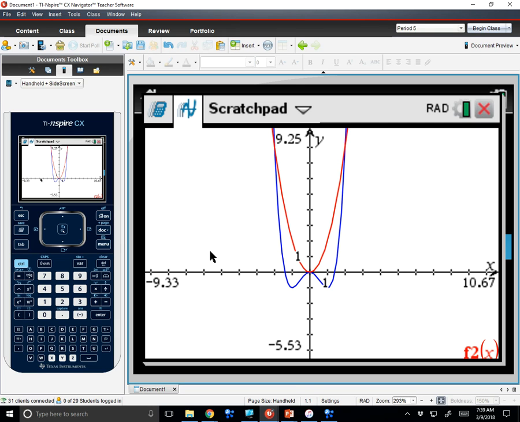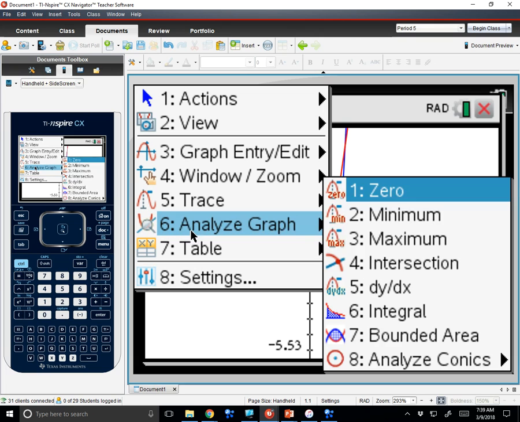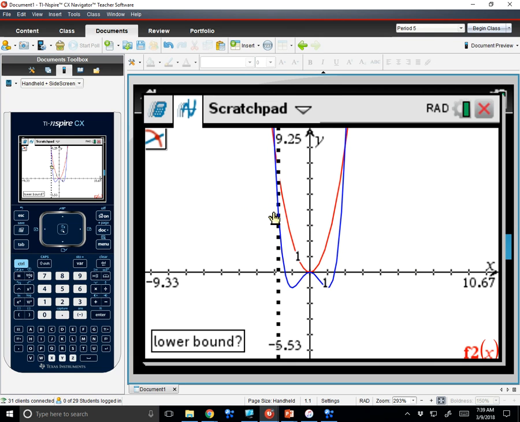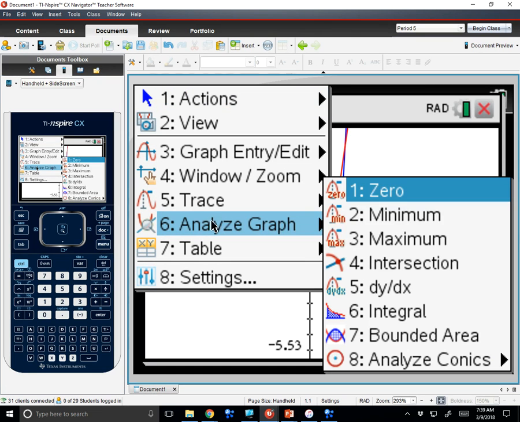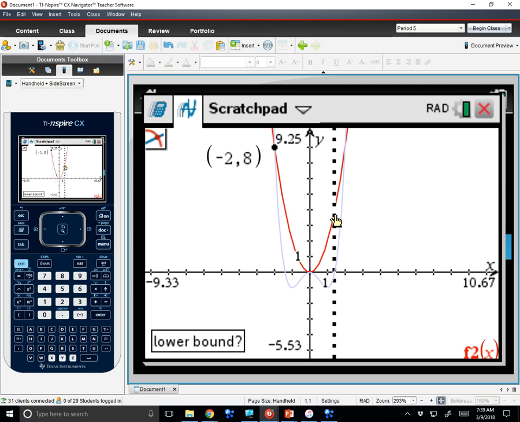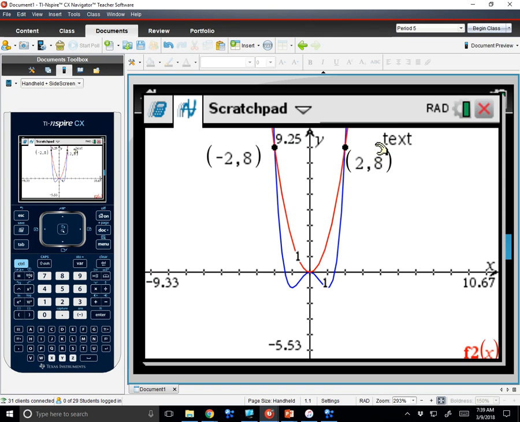Okay? So we're going to go menu, analyze graph, intersection, and get the 2 intersection points. So -2 to 8, -2 to 8, and analyze graph, intersection, and 2, 8. Okay, we're going to do the calculation and then we're going to go back to the PowerPoint and write up what we need.